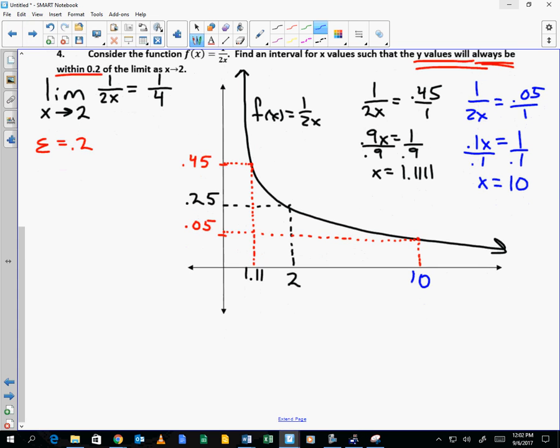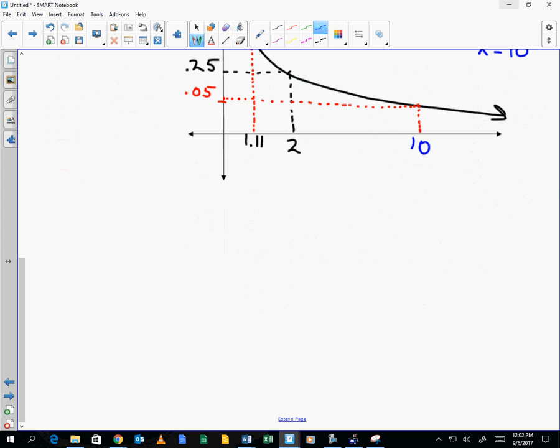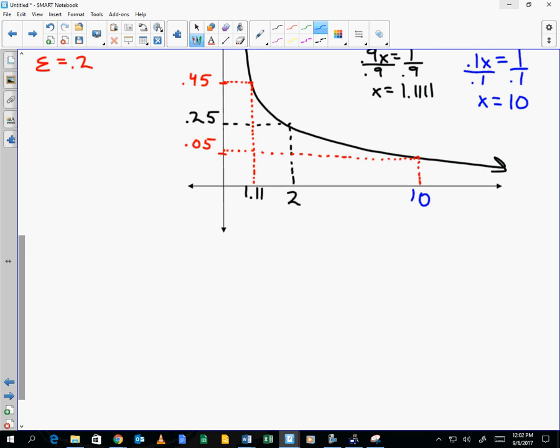So it's a game that we're playing. I give you an epsilon value of 0.2, and you have to find a delta value. Delta is going to be this distance. What is the distance between those two? 0.89. And what is the distance between these two? 8. You always choose the smaller of the two values. So what do I choose for delta then? 0.89.